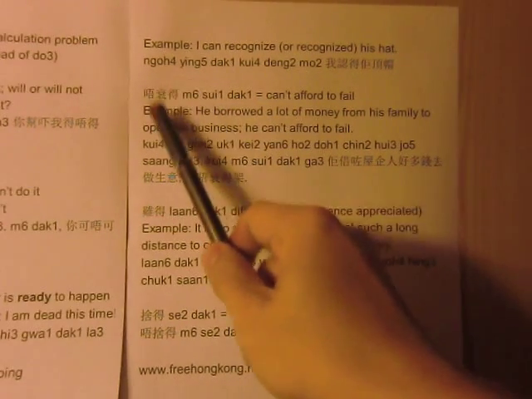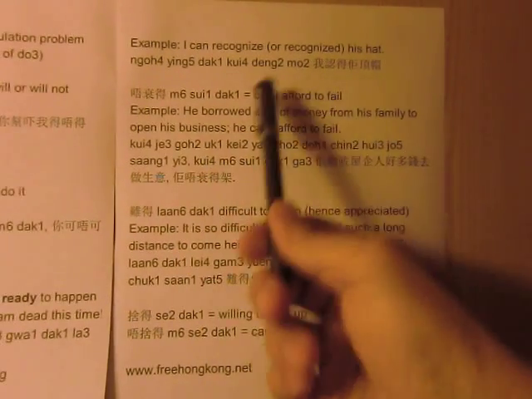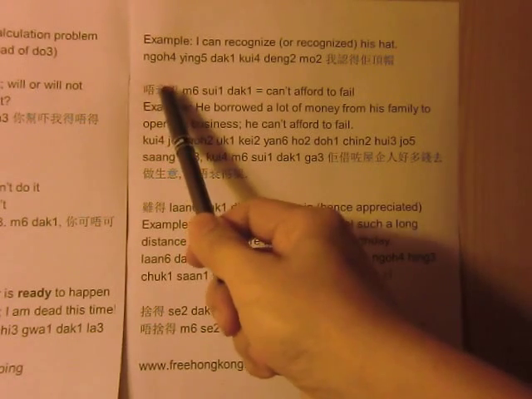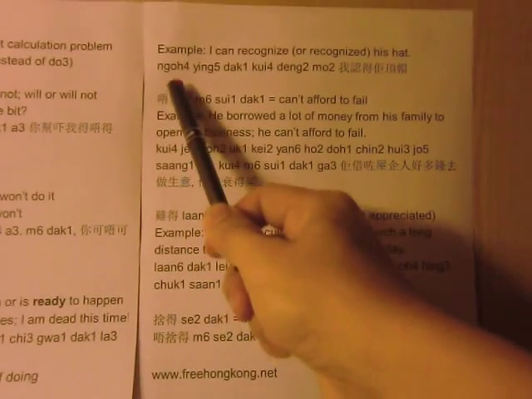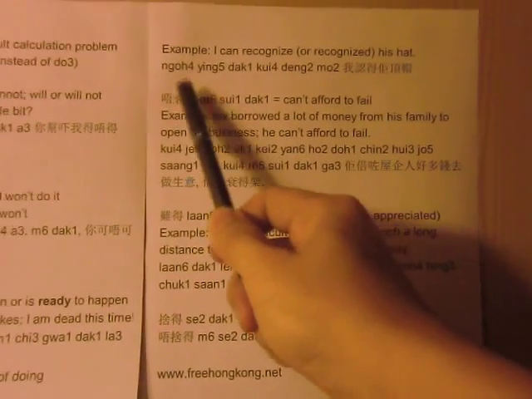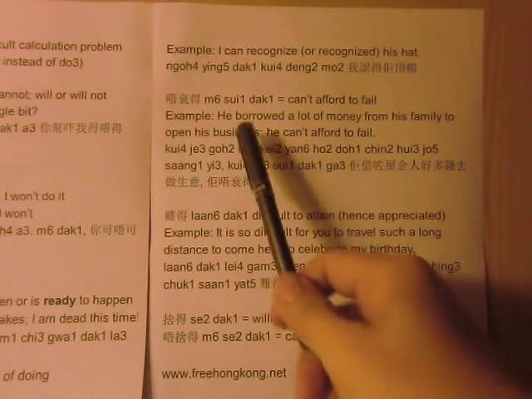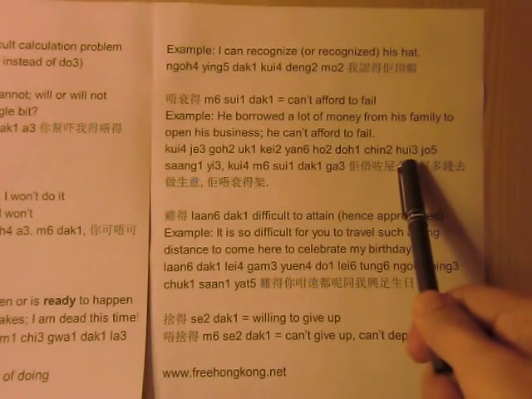And a very common expression is 唔衰得. It's very common these days. It's very contemporary. 唔衰得. 衰 means that you have committed some mistake or you have failed in something. 唔 means not. 衰得 means you're ready to fail. 唔衰得, you cannot fail, or you cannot afford to fail. For example, he borrowed a lot of money from his family to open his business. He can't afford to fail.